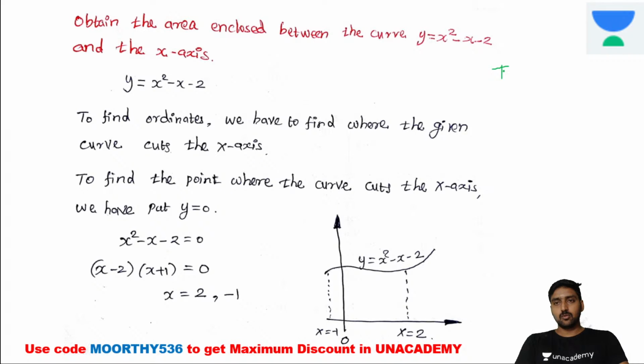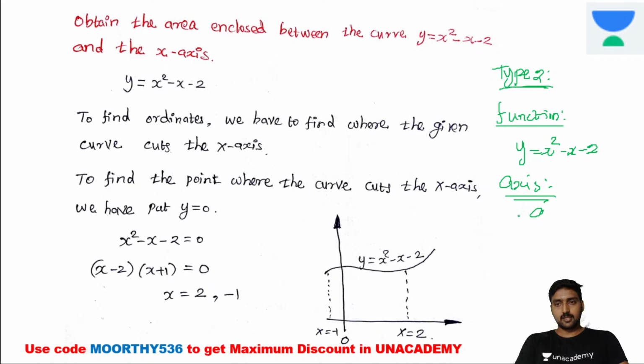Type 2. Why is it type 2? Function given. What is the function? Y is equal to x square minus x minus 2. Then x-axis. Axis given, axis is the x-axis. But the limits are not given. Limits for the x-axis. In case it is the x-axis, we require the x-axis limit, x lower value to x upper value, lower limit to upper limit. They didn't mention. So this is what we need to identify in type 2.